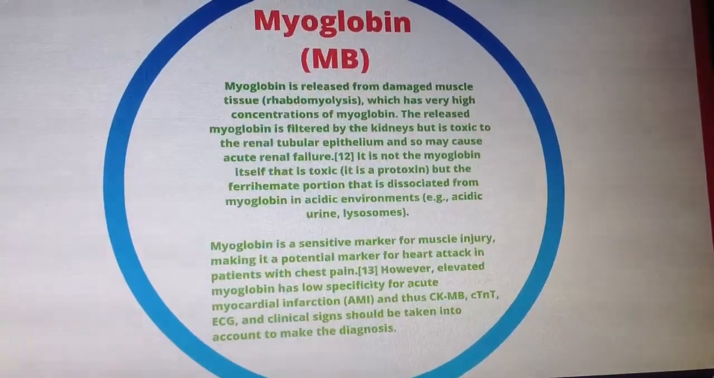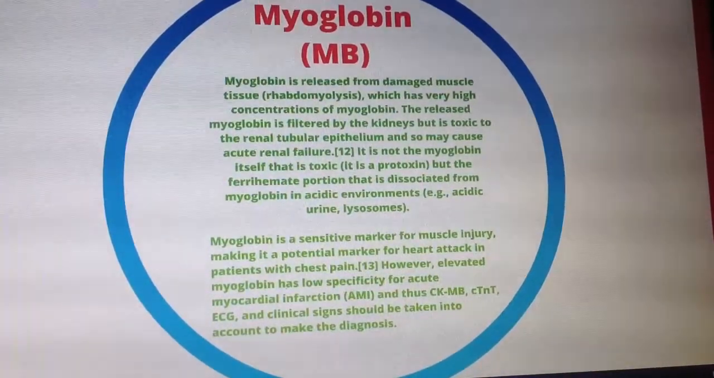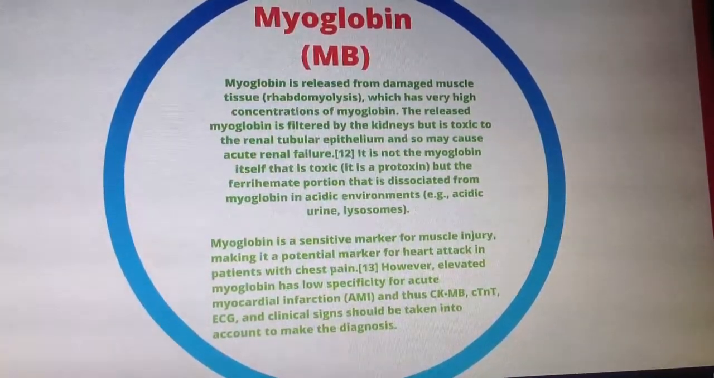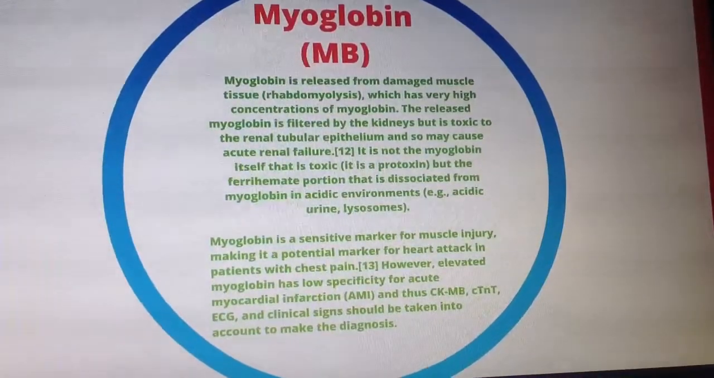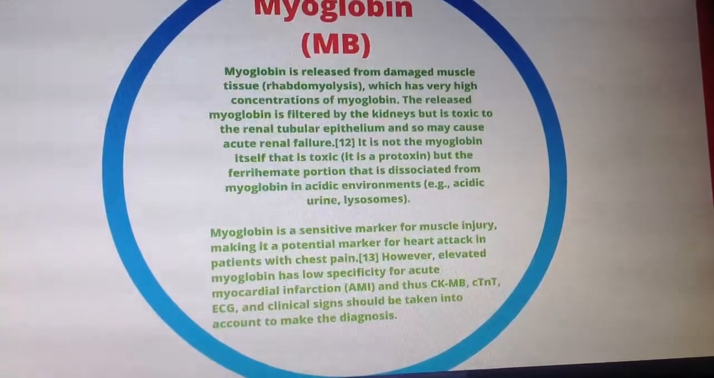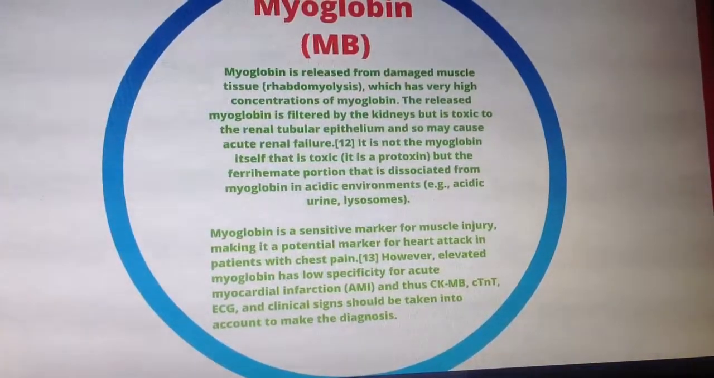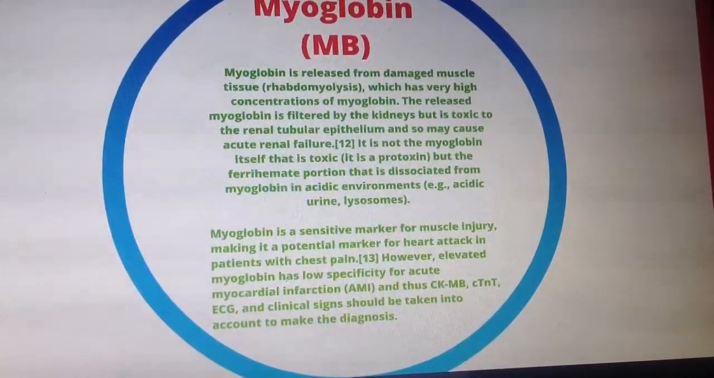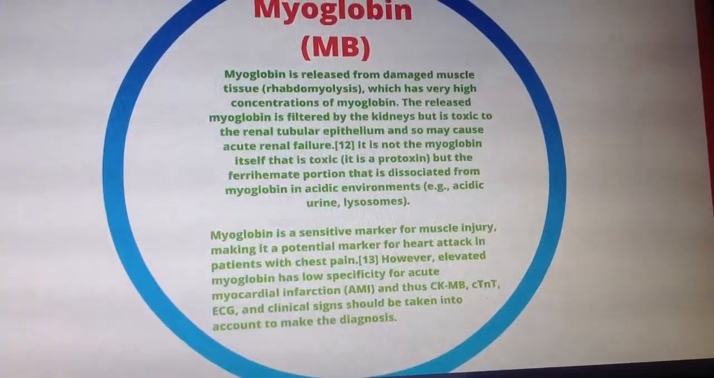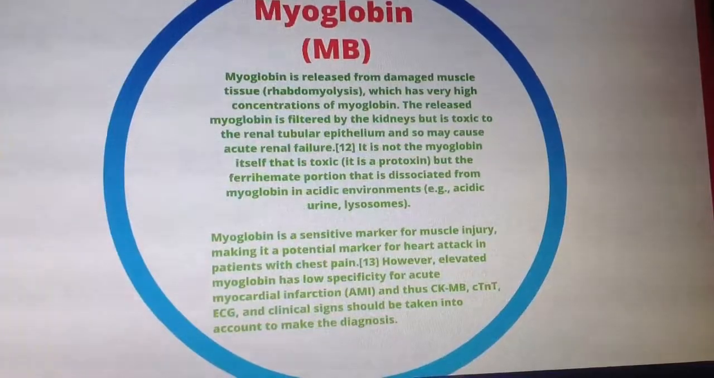Myoglobin is released from damaged muscle tissue, which has a very high concentration of myoglobin. The released myoglobin is filtered by the kidneys but is toxic to the renal tubular epithelium and may cause acute renal failure. Myoglobin is a sensitive marker for muscle injury, making it a potential marker for heart attack in patients with chest pain. However, elevated myoglobin has low specificity for acute myocardial infarction, and thus CK-MB, cTnT, ECG, and clinical signs should be taken into account to make the diagnosis.